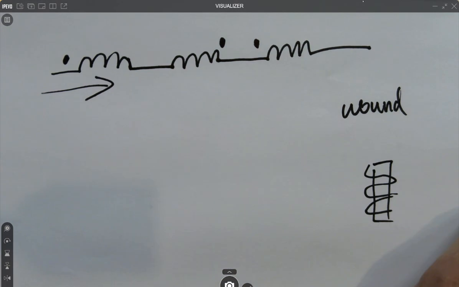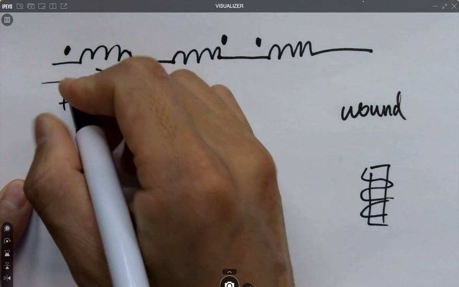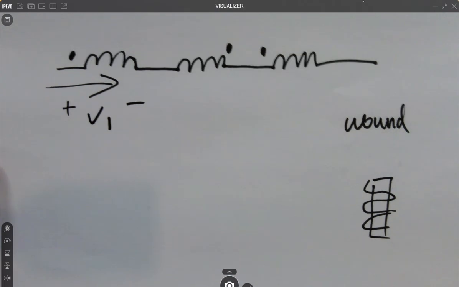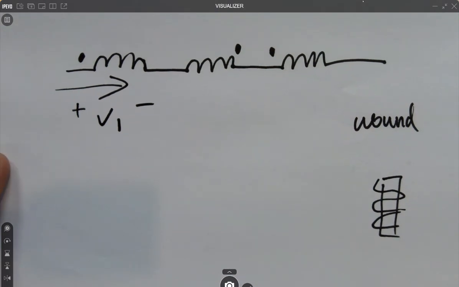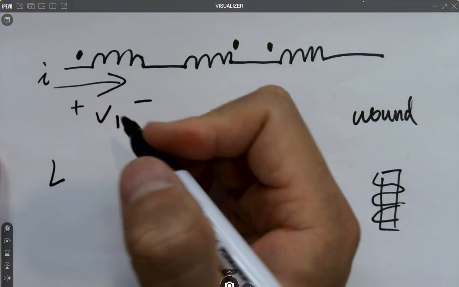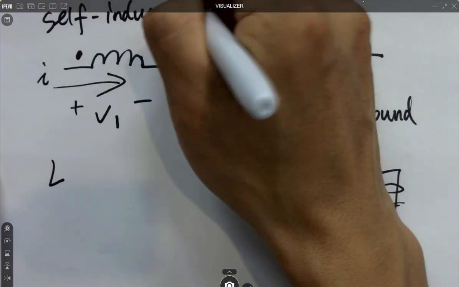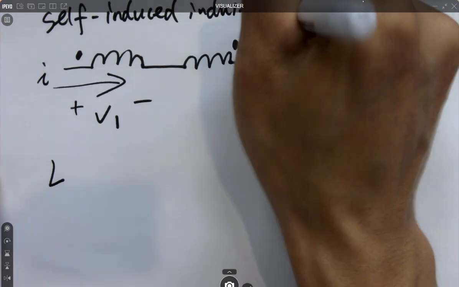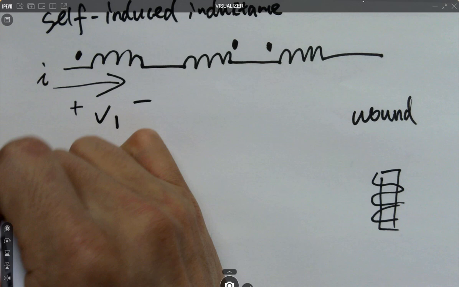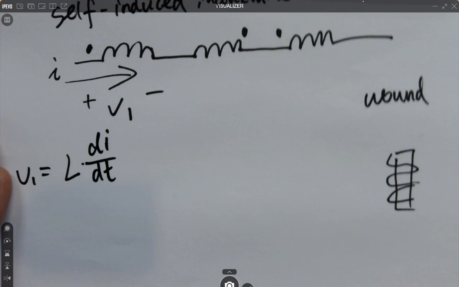So let me just show you what the question looks like. The first one asks you to calculate V1. This is I. So definitely the self-induced inductance, right? Just a self. It's L di dt, it's the same I, no problem. It's the same. It's V1.